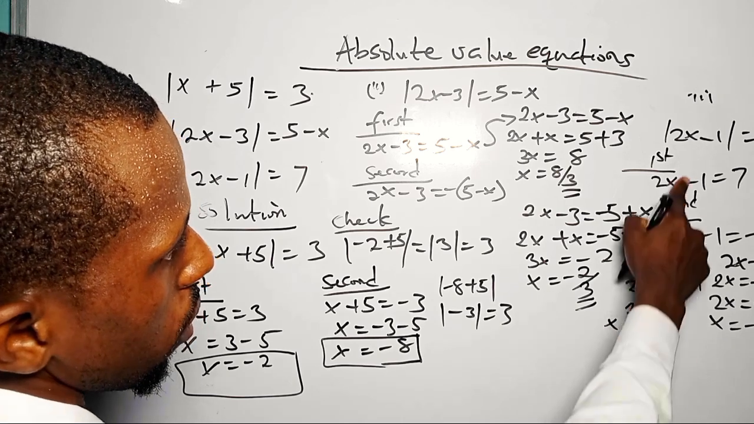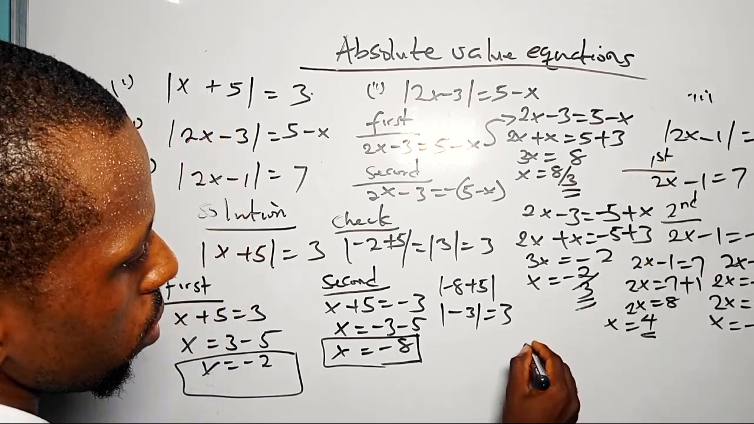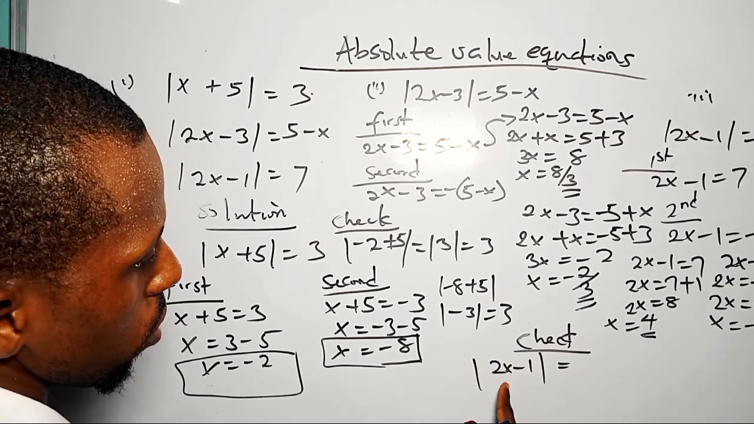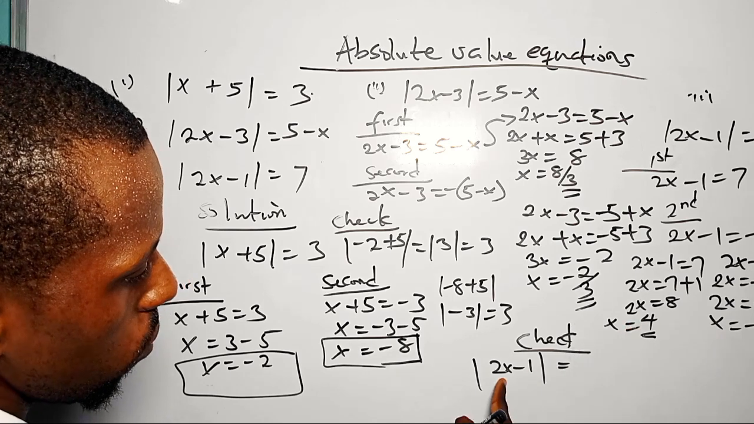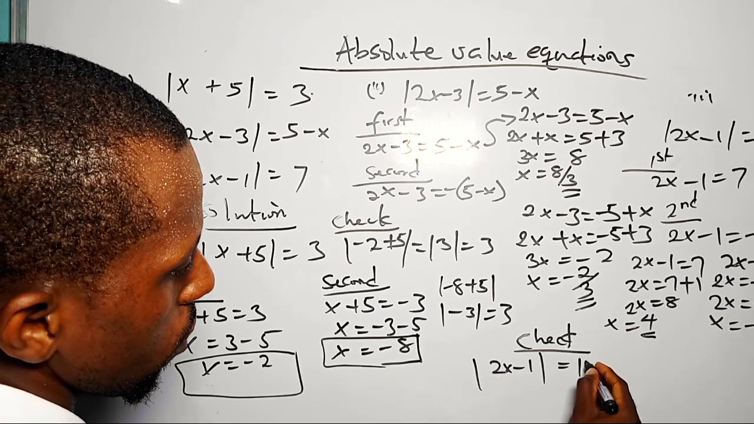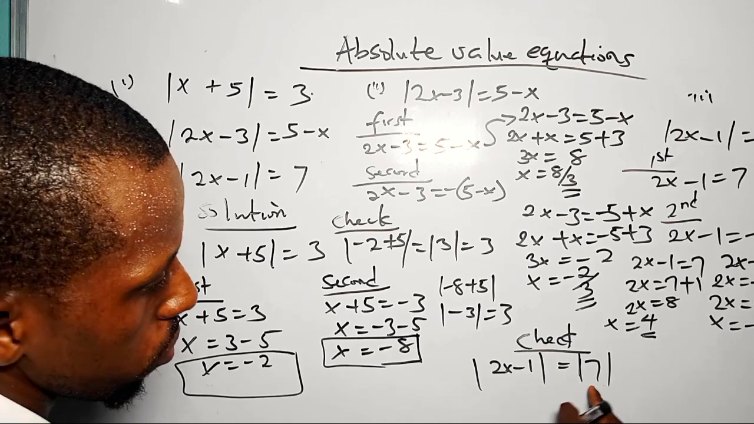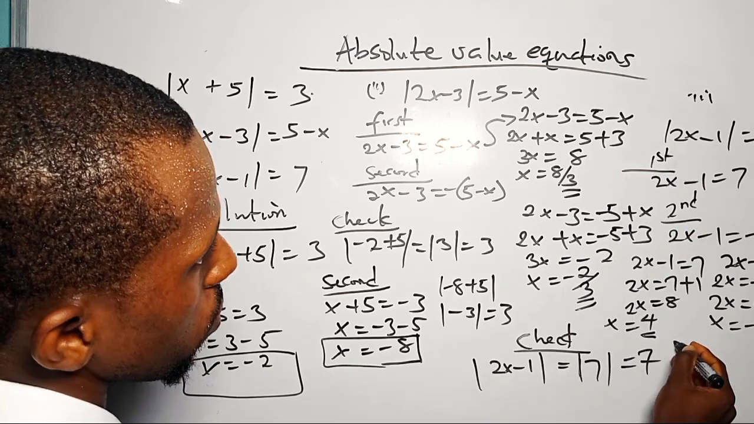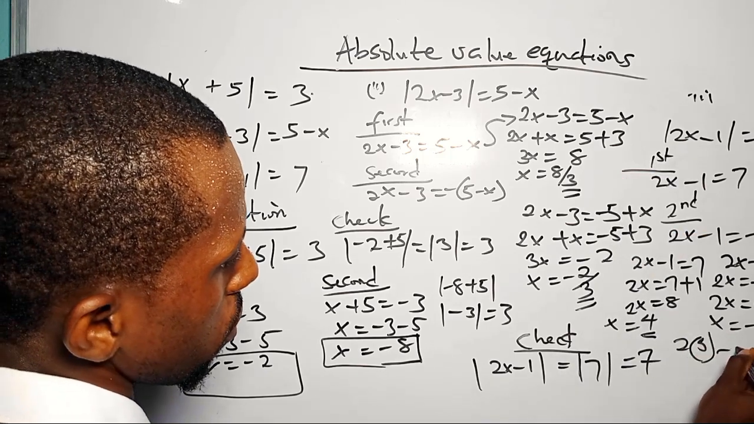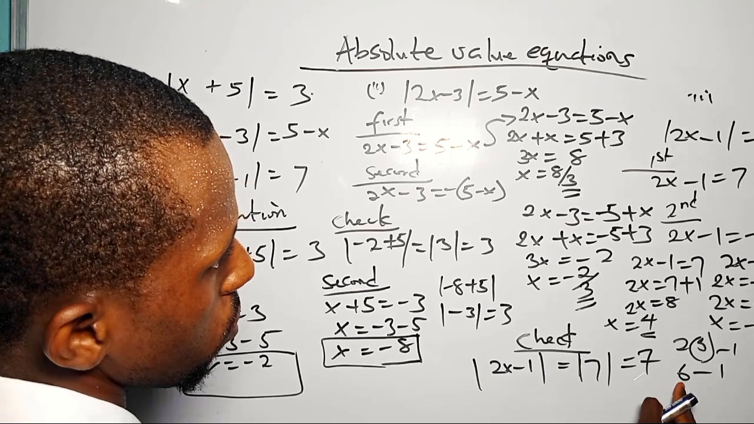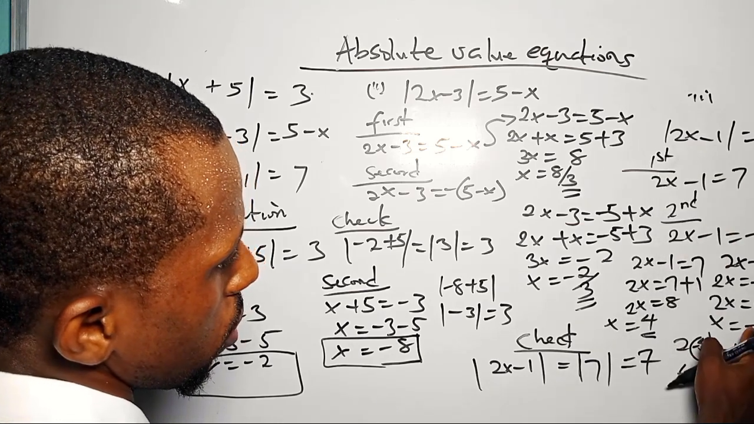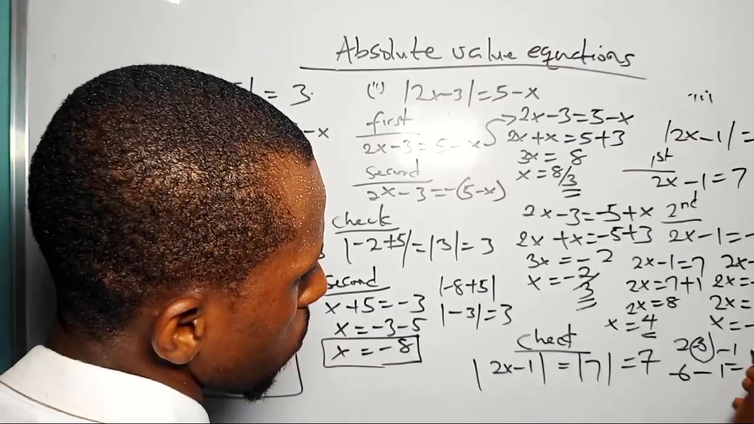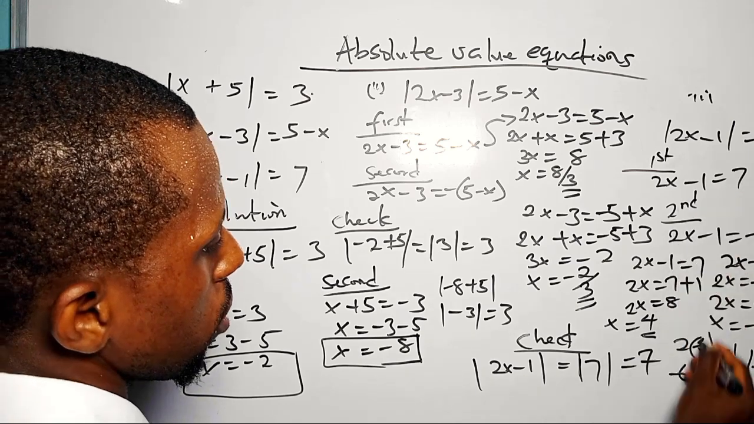So when we substitute this back, let's check. For 2x minus 1, when x is 4, 2 times 4 is 8, 8 minus 1 is 7. Taking the absolute value of positive 7, we still have 7. And when x is minus 3, 2 times minus 3 is minus 6. For minus 6 minus 1, we have minus 7. So when we take the absolute value of this, we still have 7.